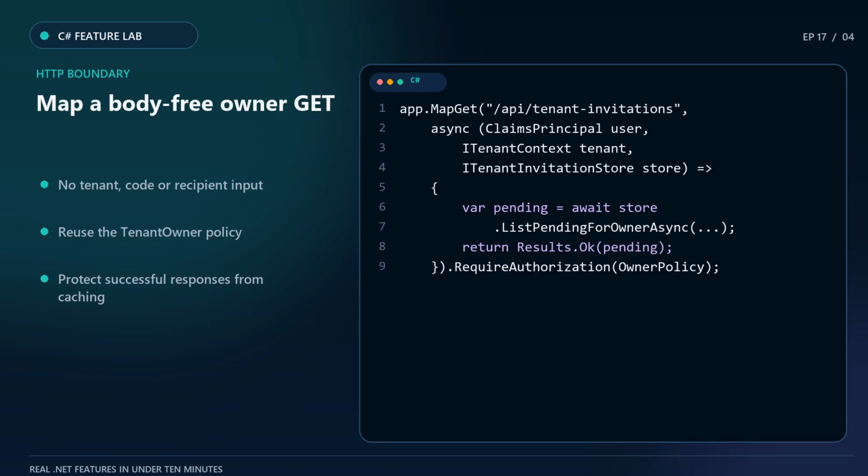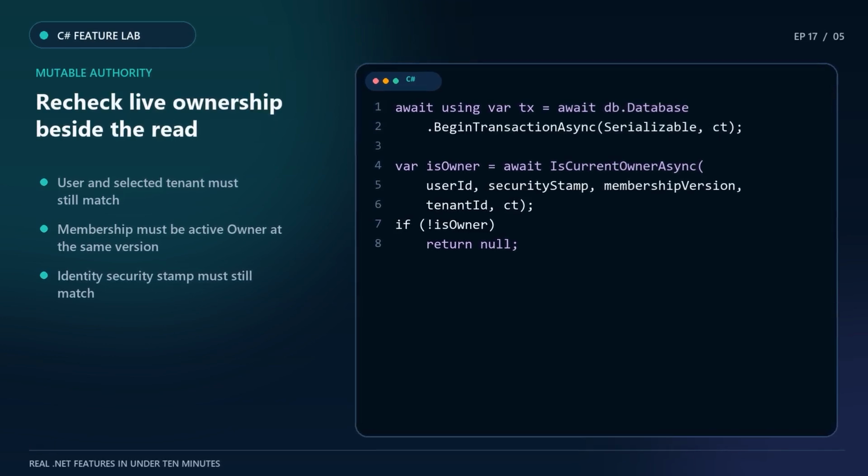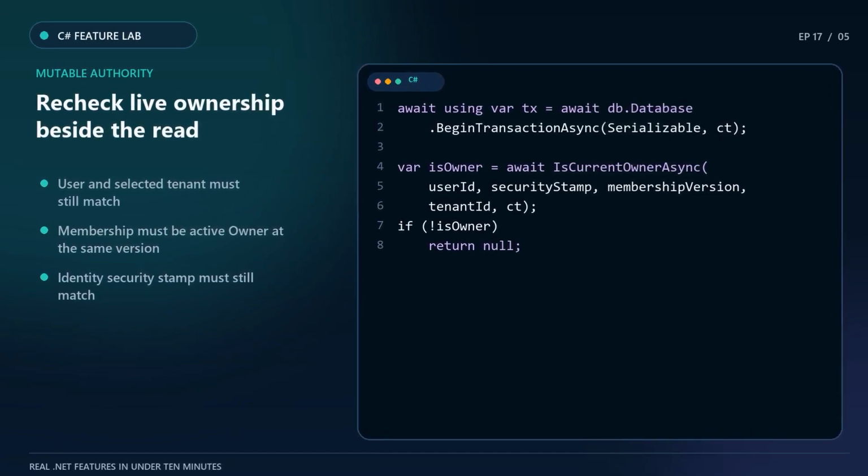a live check beside the data read. If the store cannot prove the same current owner tuple, the endpoint returns forbidden. A successful response sets cache control to no store before returning the array. This is a snapshot, so a later cancellation or acceptance remains authoritative even if an earlier screen still displays the row. Authorization claims describe the session when its token was issued.